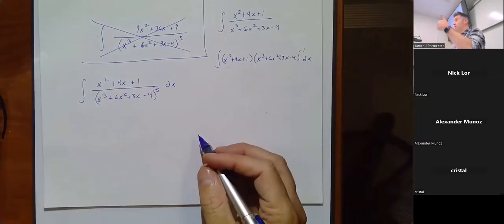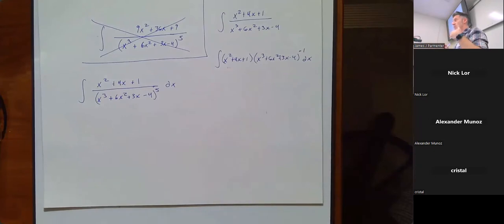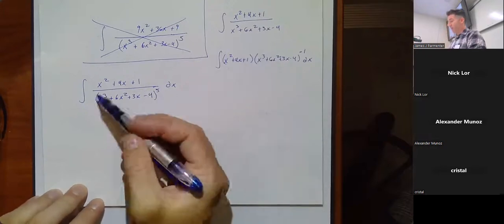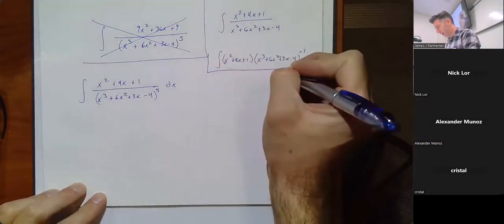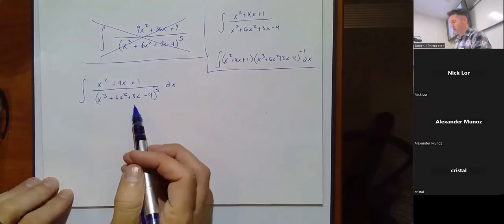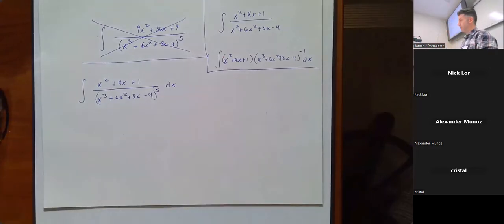So that's reason one. Would it be the -5th power? Oh, well, I was looking at this one over here, which doesn't have the 5th power, but you're right. If I was rewriting this one, you're totally correct. It would be x squared plus 4x plus 1 in parentheses times x cubed plus 6x squared plus 3x minus 4 all to the -5th power. Yes. So one reason we choose it is because it's stuck.